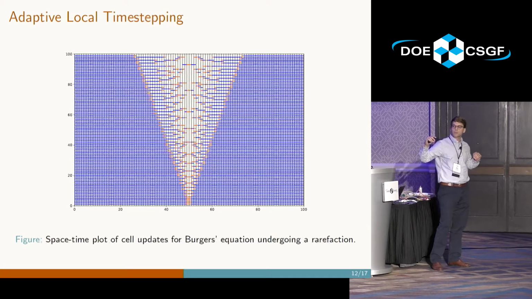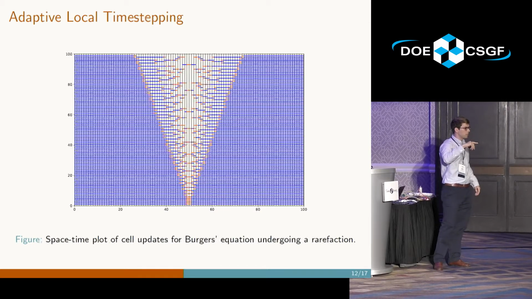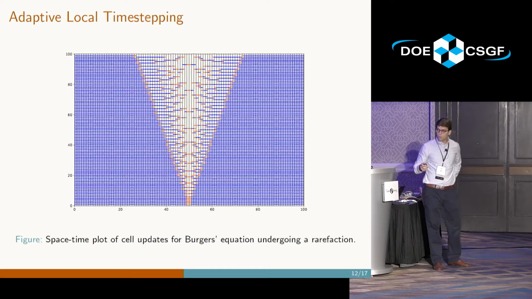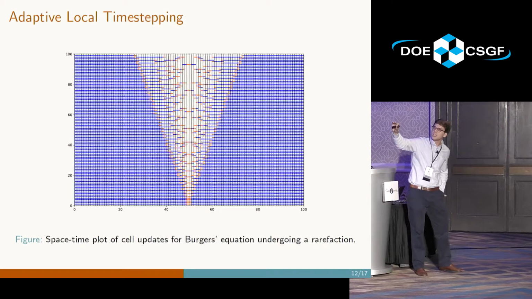And what this equation is actually simulating is a rarefaction wave. So you have two waves moving apart, and you have thinning in the middle. In this thinning in the middle, the wave speeds slow down, so you're able to take larger time steps. You can see here, in the middle, you're able to take fewer and fewer steps.